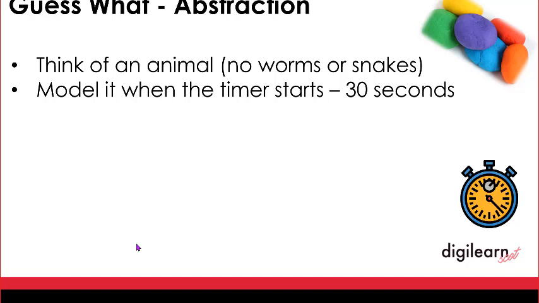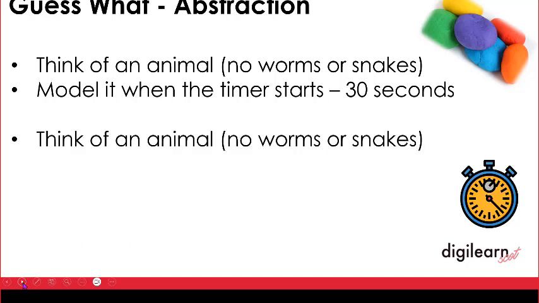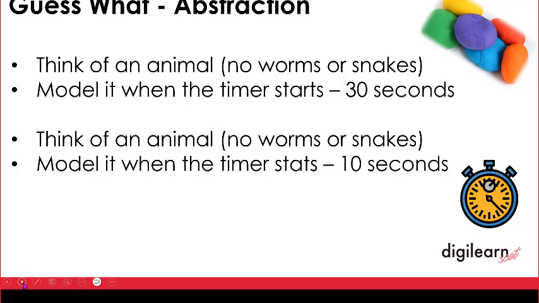Okay, we're going to do the same again, but this time we're only going to have 10 seconds. So again, same activity, but this time choose a different animal, creature. No worms or snakes, please. And I am going to use a timer on my phone this time. Okay, so ready, steady, go. 3, 2, 1.